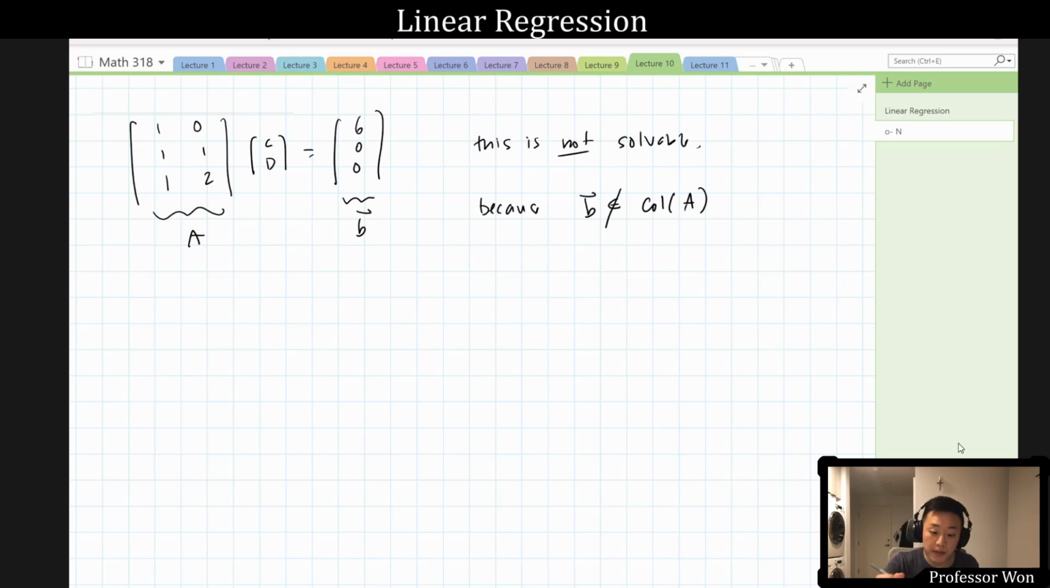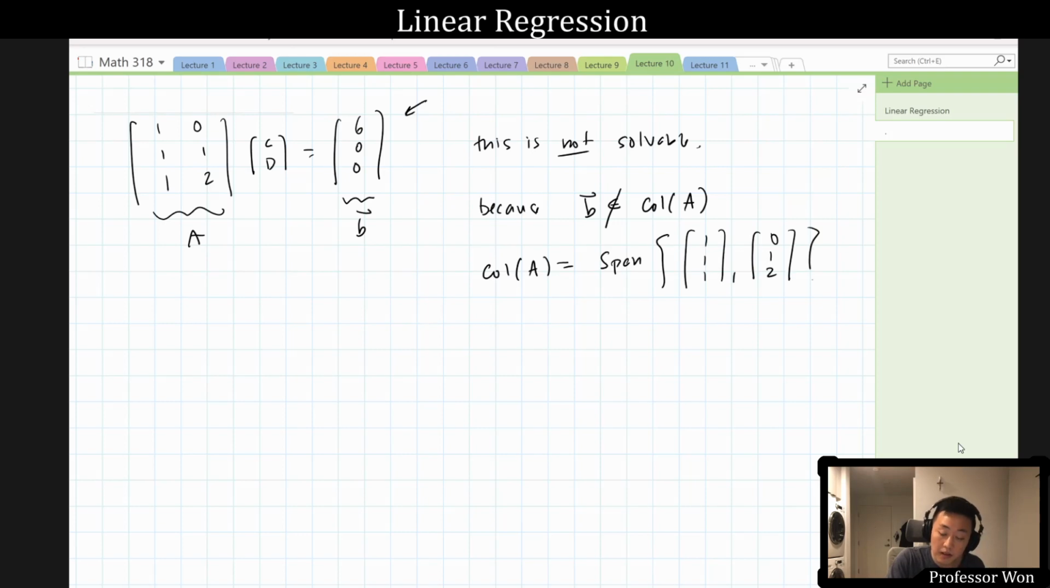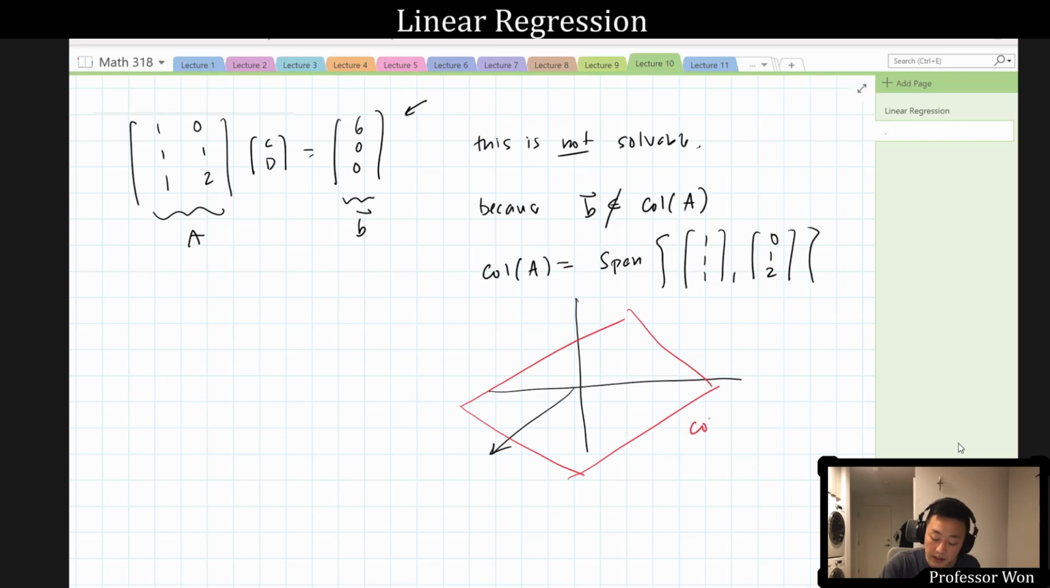All right, if you change B, you might get a consistent solution, right? What is the column space of A? The column space of A is the span of the columns, (1, 1, 1) and (0, 1, 2). So the column space of A is some two-dimensional plane in R3.